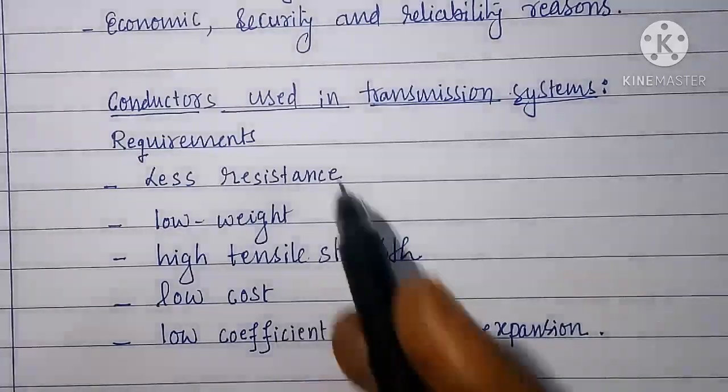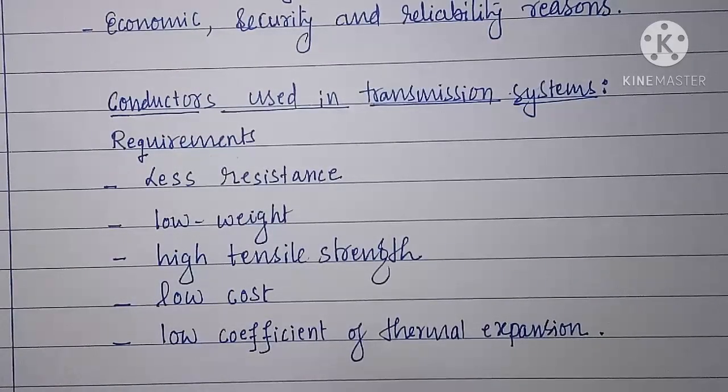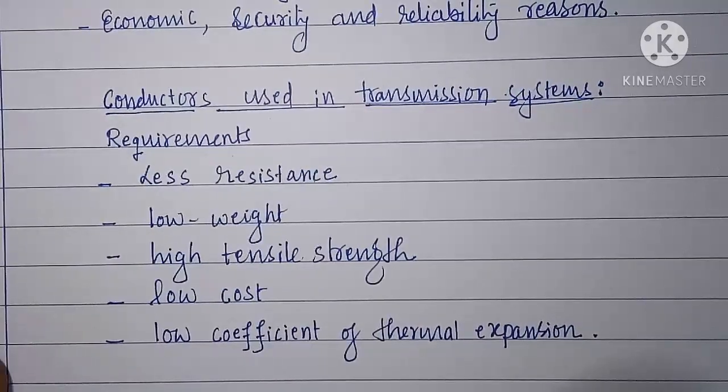If a conductor fulfills all these requirements, then that conductor is said to be a very good conductor. But practically we do not get a material for conductor which can satisfy all these requirements. Generally, aluminum conductors are used in transmission systems because the aluminum conductors have the following properties.